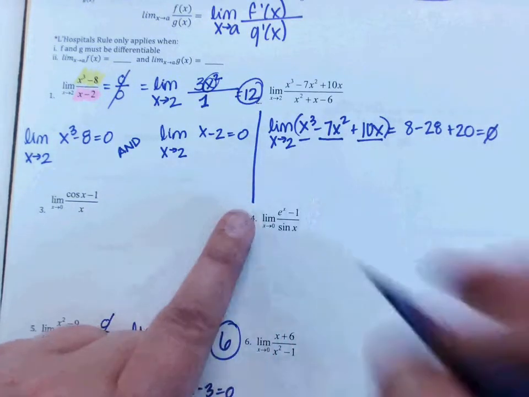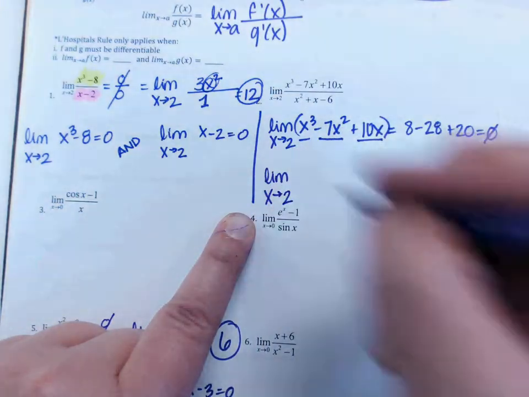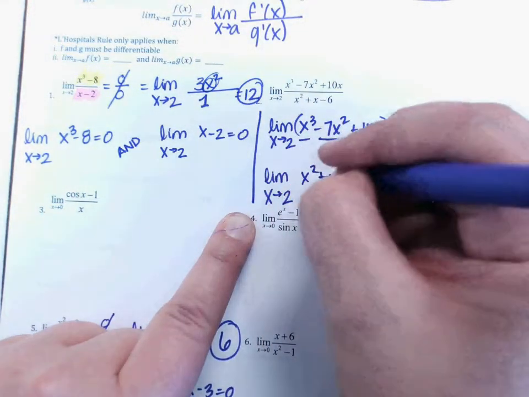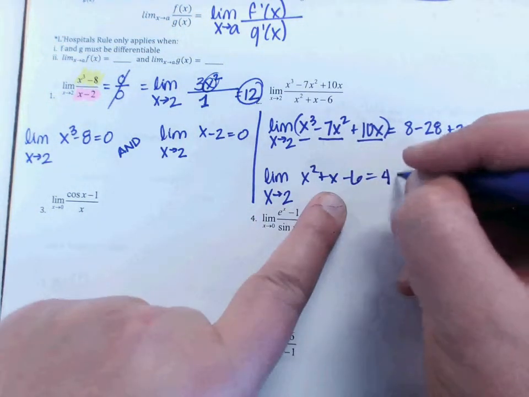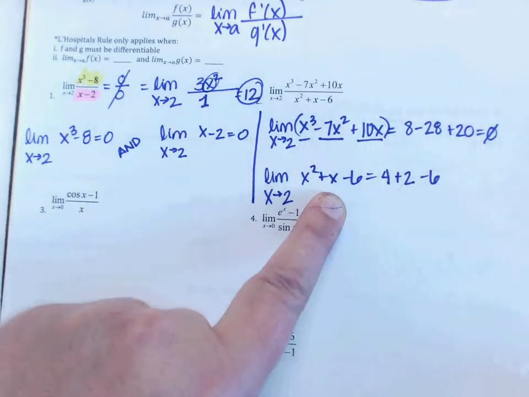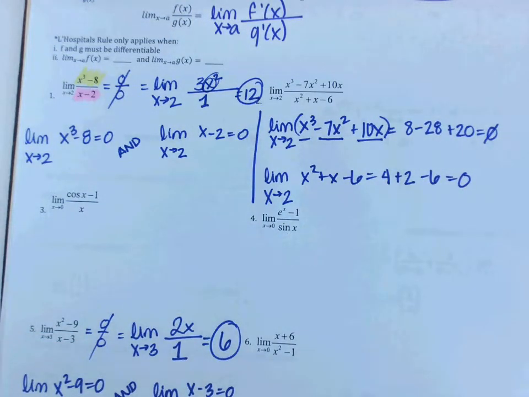What do I need to get on the bottom to use L'Hopital's rule? 0 again. So if I have x squared plus x minus 6, 2 squared is 4, plus 2 in the middle, minus 6. Do I still get 0? Yes, and if they both come out to 0, you can use L'Hopital's rule. Take the derivative of the top, take the derivative of the bottom, apply the limit again.